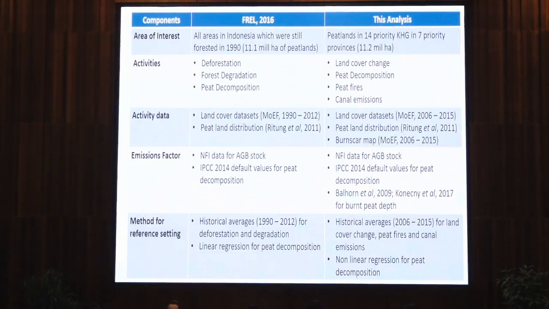While this analysis focuses on the peatlands in 14 priority KHG. What is KHG? Peat hydrological units, sorry, in 7 priority provinces. So totaling about 11.2, actually it's 12.9, but we exclude the area that is potentially still mineral soil. We exclude the area based on the land cover maps.